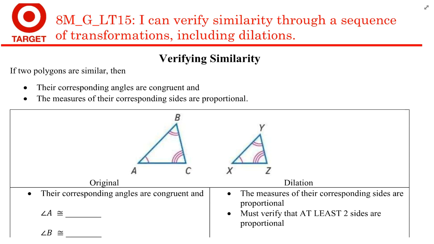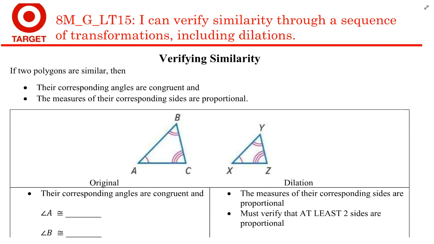Okay, today we are going to be looking at learning target 15. I can verify similarity through a sequence of transformations, including dilations. We're going to be looking primarily at how do we verify similarity. We have talked about this over the last couple of lessons, but we're just going to formalize the process today.